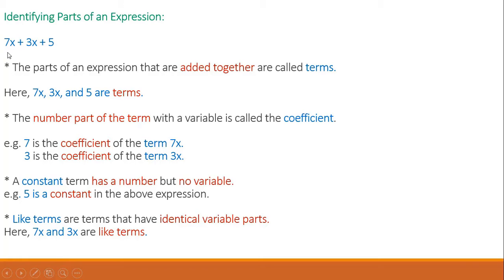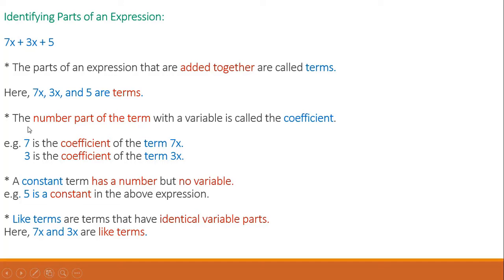This is the expression 7x plus 3x plus 5. The parts of an expression that are added together are called terms. Here 7x, 3x and 5 are terms.